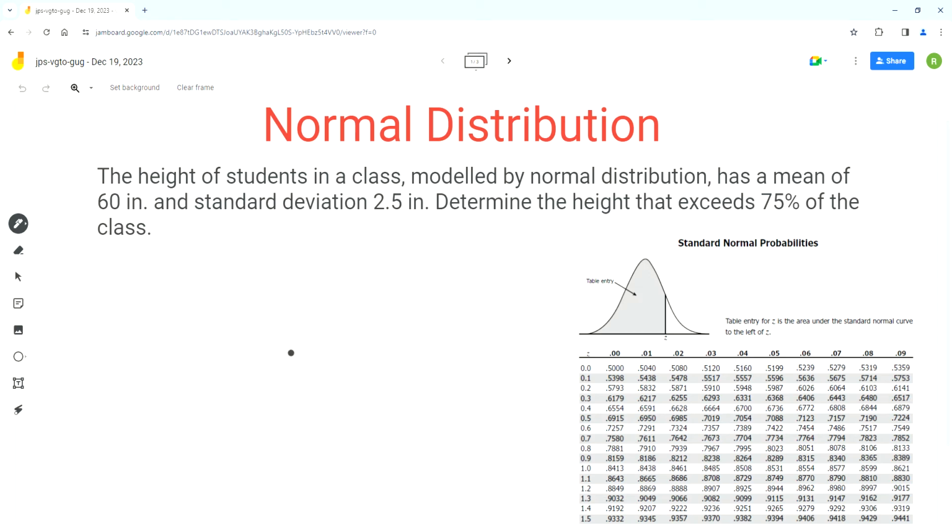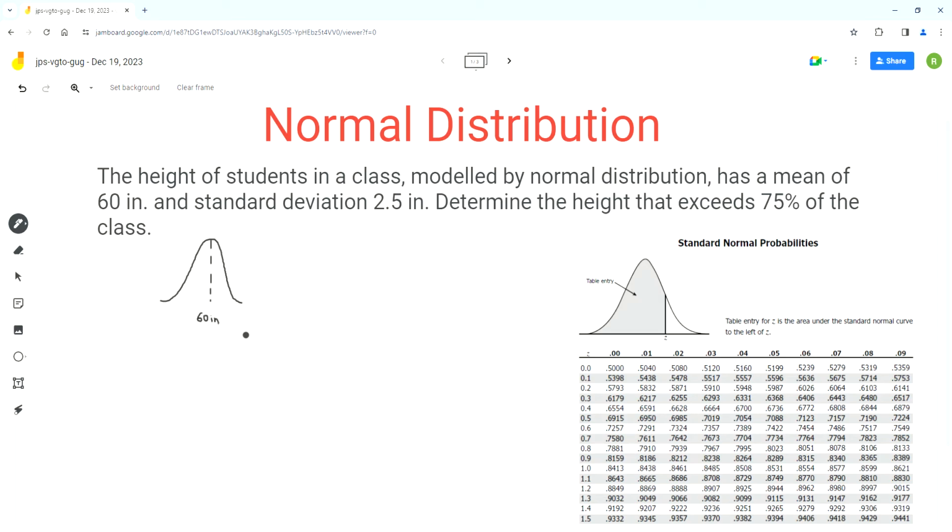So I can explain it a bit better by drawing a sketch of a normal distribution curve. In this normal distribution, the mean is here, and this is 60 inches.